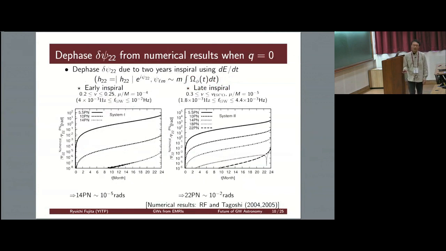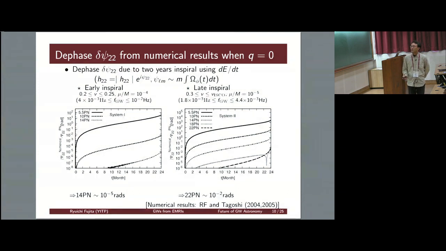So here I show the dephasing, or error in the orbital cycle, from the numerical result for the case of Schwarzschild. The orbital cycle will be computed from this term, which is computed by the energy flux, or rate of change of energy of the particle, in the case of circular orbit. Left side and right side are the early inspiral case and later inspiral case. The horizontal axis is time in months, and the vertical axis is the error in the orbital phase or orbital cycle.